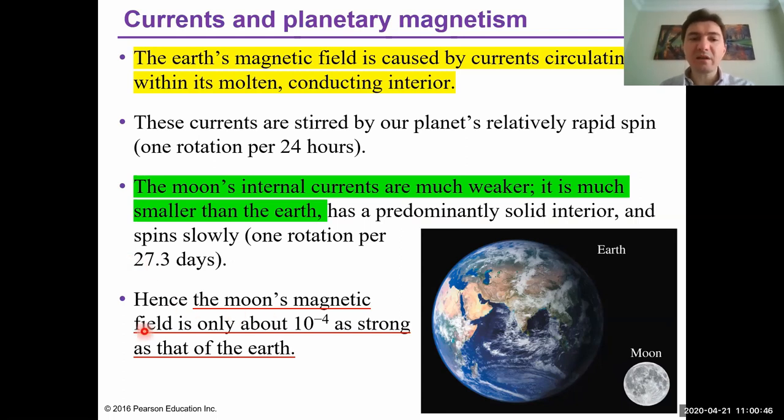Hence, the moon's magnetic field is only about 10 to the minus 4 as strong as that of the Earth. So the magnetic field of the moon is 10,000 times smaller than the magnetic field of Earth.